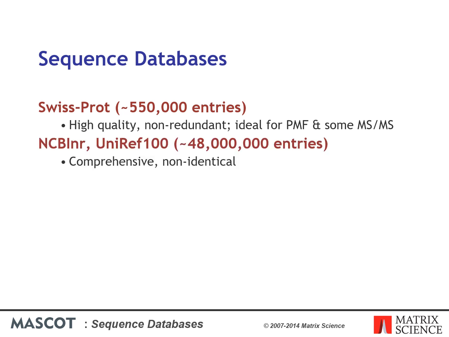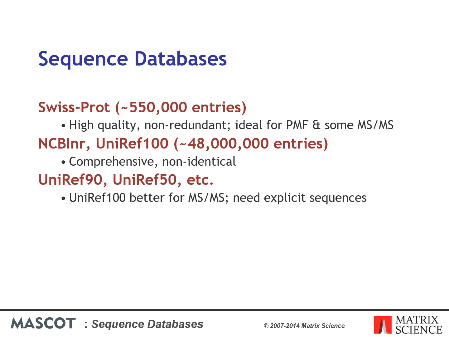The comprehensive non-identical databases are a good choice for MSMS searching if you don't want to miss any matches. NCBI-NR and UniRef 100 both aim to include explicit representations of all known protein sequences. If you search a non-redundant version such as UniRef 90, you may miss some matches.